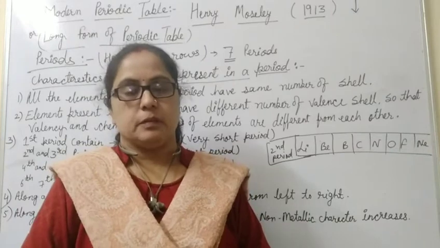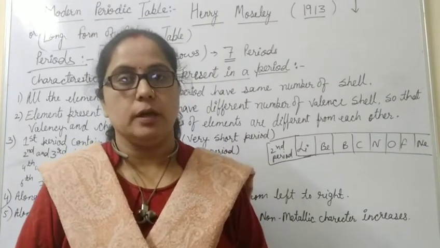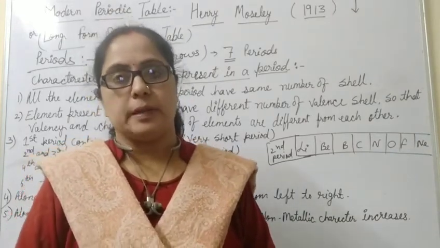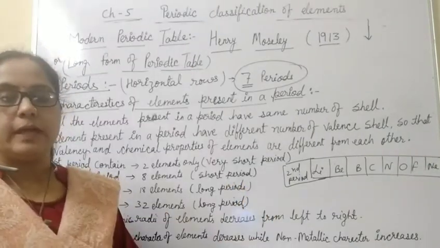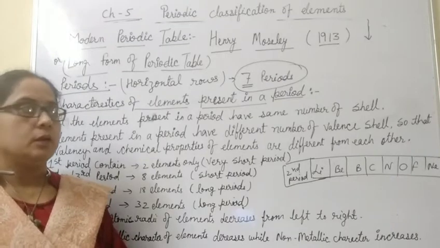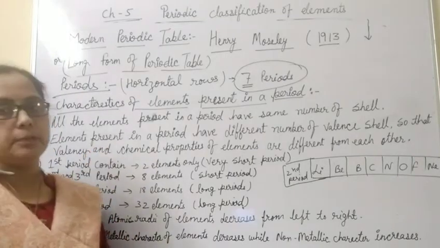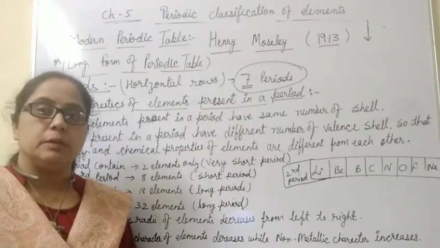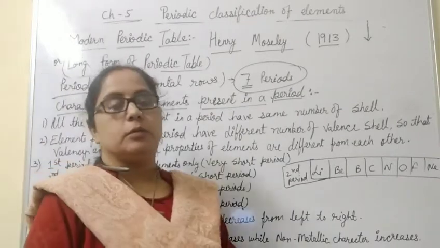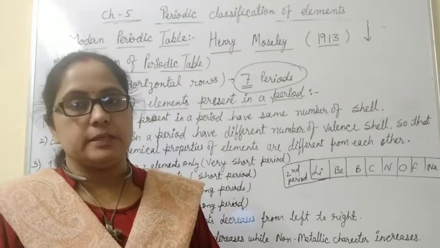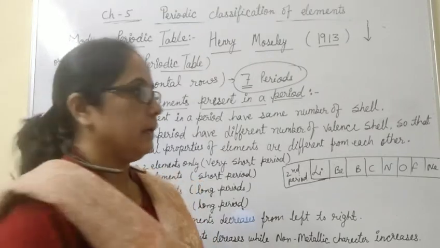Now about periods. We know that horizontal rows are called periods. In the modern periodic table, there are 7 periods present. Few characteristics of periods. All the elements present in a period have the same number of shells. It means if we are talking about the second period elements, they contain 2 shells.